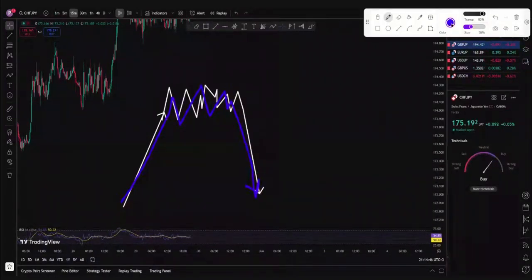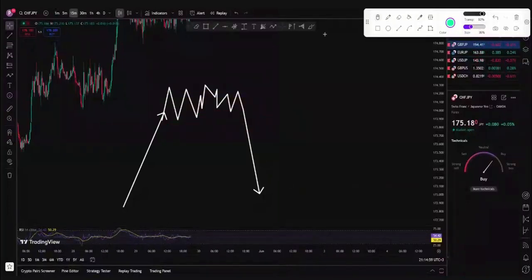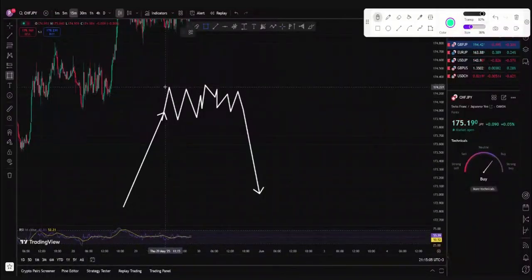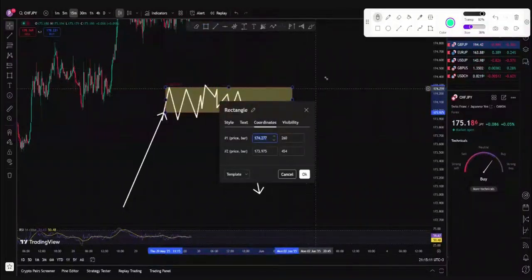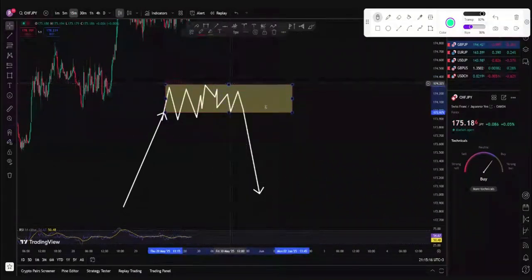Now let me also change the color. Yeah, we'll use that. So this is a supply zone. It's supply because the consolidation is above the price. The first thing you do is to mark your consolidation zone with a rectangle, the whole consolidation zone including the wicks. So just don't mark it like this. Mark everything including the wicks up here. You just mark the whole consolidation zone like that.